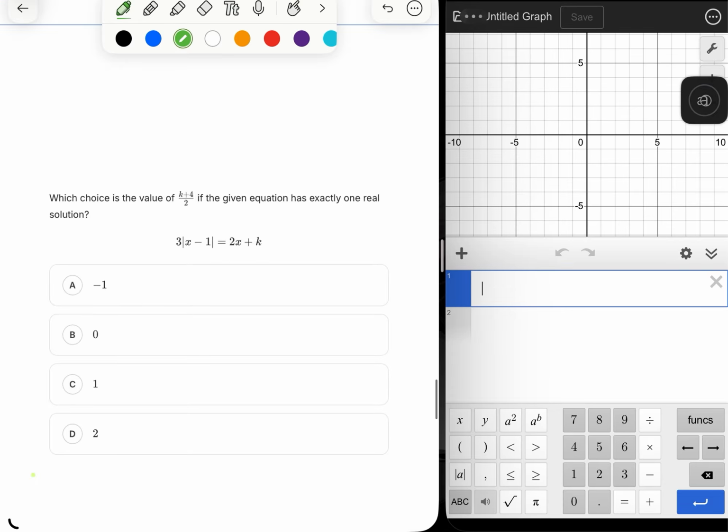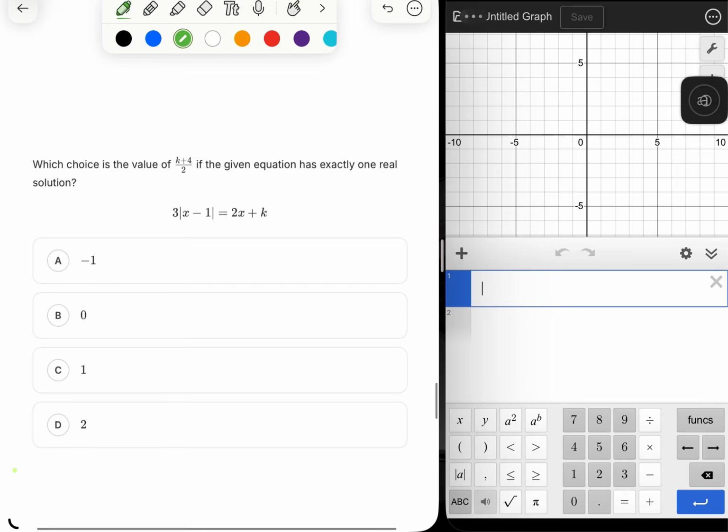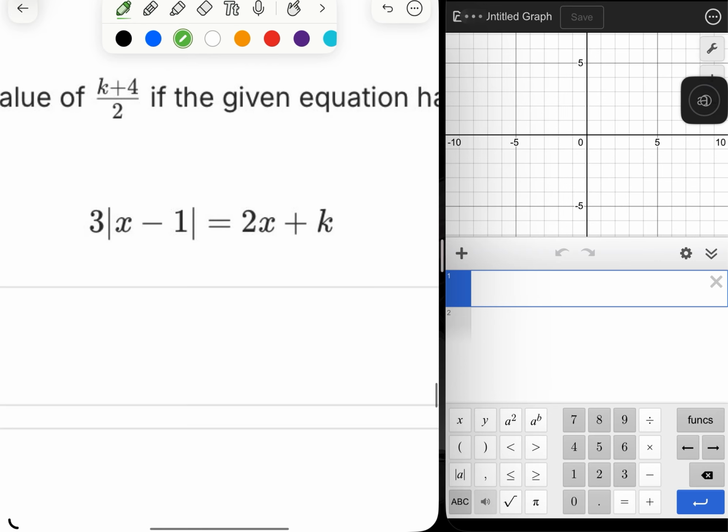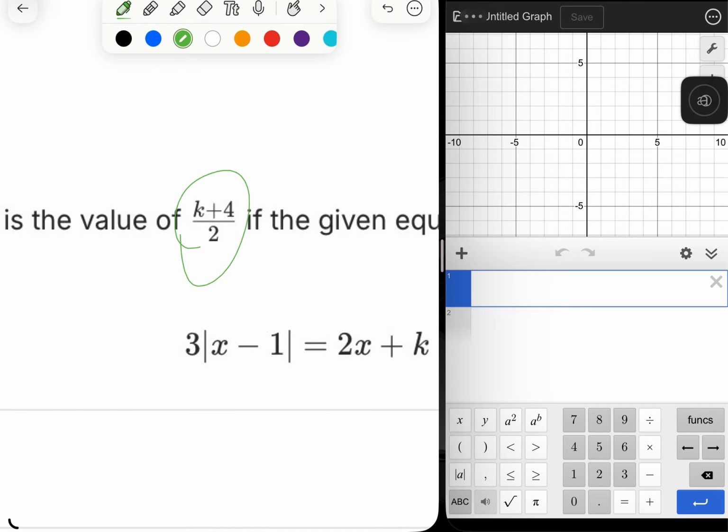But before I get started on the explanation, please give this problem a try. Okay, so here we're given an equation that has only one solution, and there's a constant k, and you have to find the value of k plus 4 divided by 2.